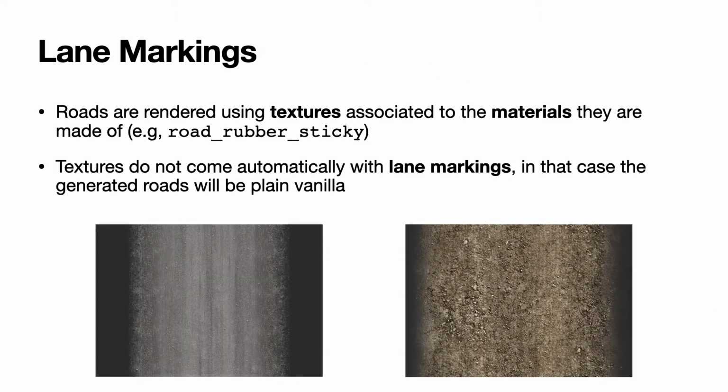One last point is about lane markings. We generate roads in terms of their geometry, and then we define what material makes them. Materials do not necessarily come with lane markings. For testing computer vision or vision-based driving agents, which rely on the features of the road, like the yellow central line or the solid white line on the side, we need to generate lane markings ourselves in the simulator. Otherwise, if the texture associated to the material we use to generate the road does not contain those features, they will just be plain.